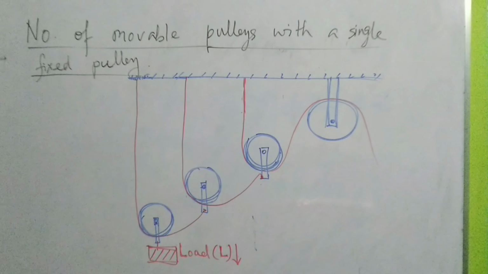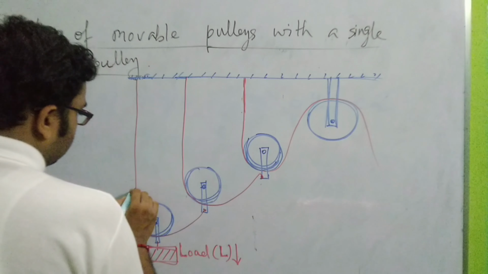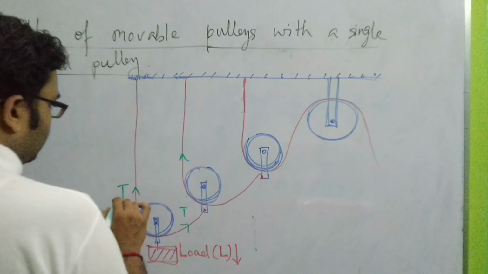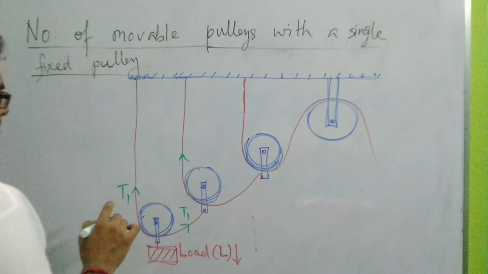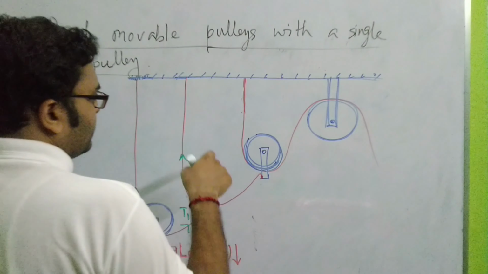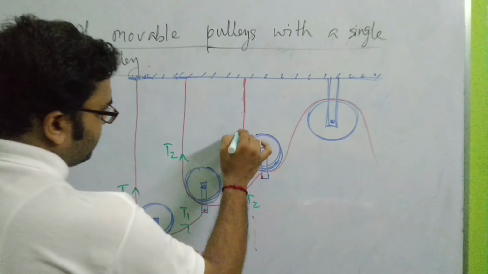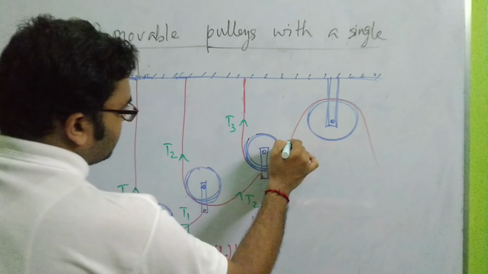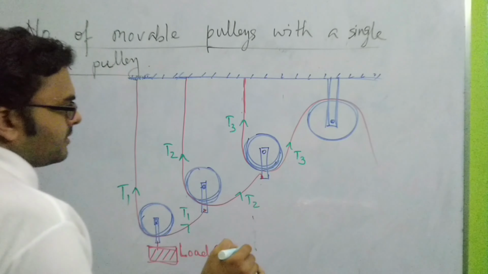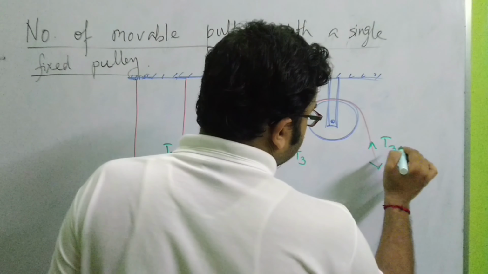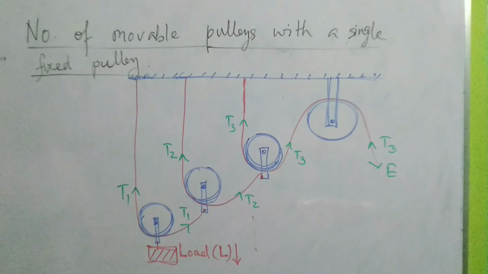So this is the figure for a single fixed pulley used in combination with a number of movable pulleys. The tensions, as you can clearly see from the figure, will be something like this. Let us consider this T1. You have 3 different strings here, 1, 2 and 3, so the tensions in the 3 different strings will also be different. So we are naming them T1, T2 and T3. Here the effort is being applied and here is another tension T3 balancing it.